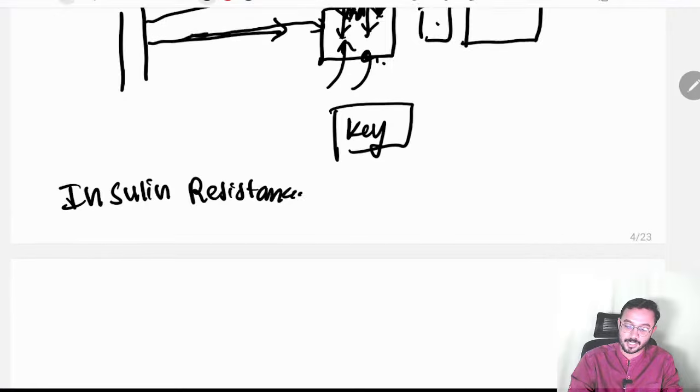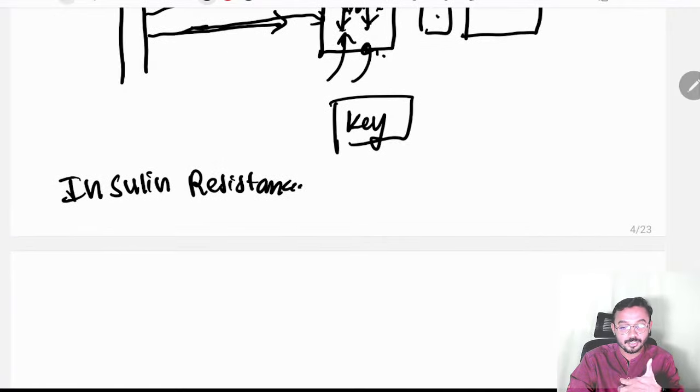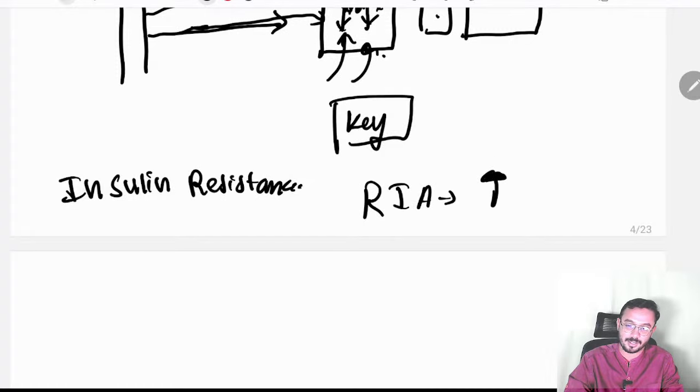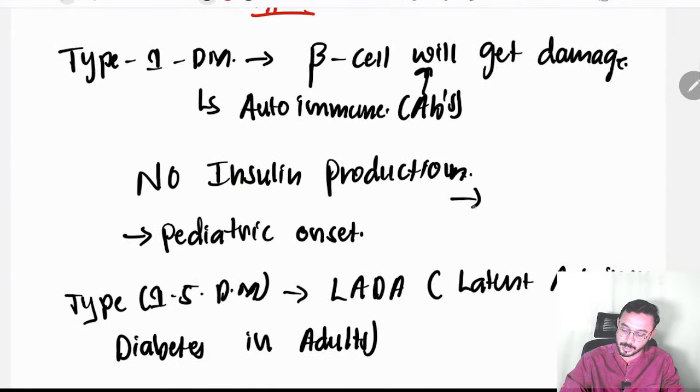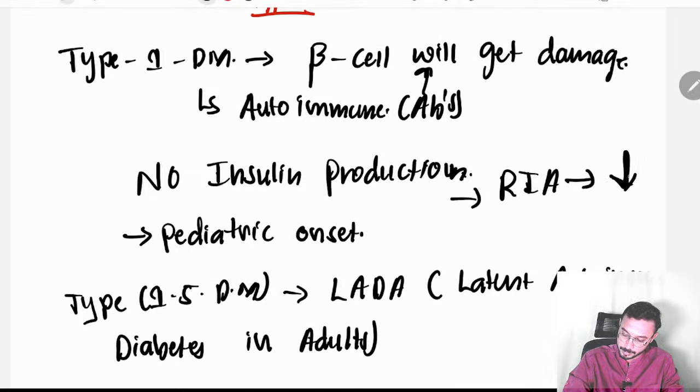If you check the RIA levels, radioimmunoassay levels of insulin, here it is completely increased. Insulin is fine, but the receptors are not functioning. But in type 1 diabetes mellitus, if you check the insulin levels, they are always low. This is the difference between type 1, type 1.5 and type 2 diabetes mellitus.